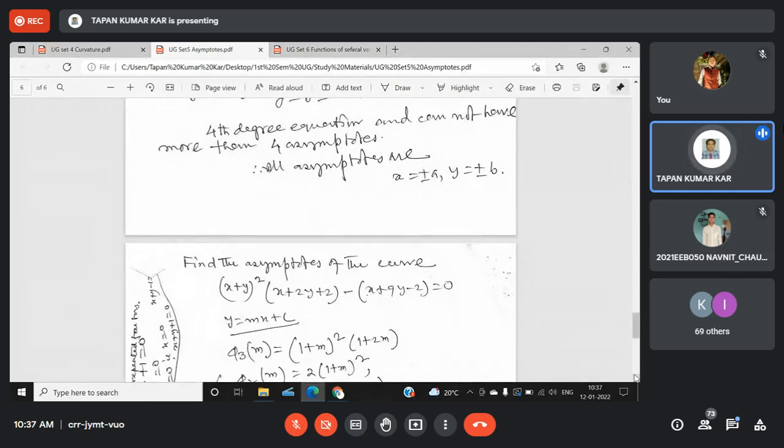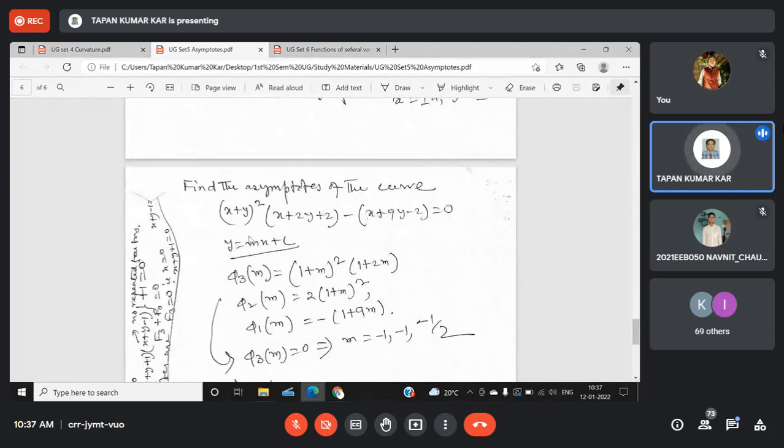Okay, next, this is another example. Find the asymptotes of the curve (x plus y) whole cube, (x plus 2y plus 2) minus (x plus 9y minus 2) equal to 0.